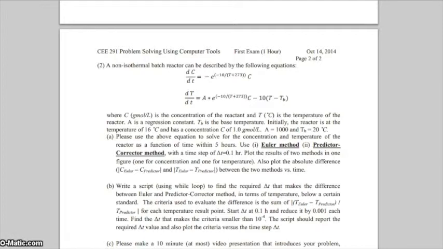We use both Euler's method and the predictor-corrector method with a time step of 0.1 hours. We then plotted the result with the two methods in one figure, one for the concentration and one for temperature. Then we plotted the absolute difference of the Euler and the predictor-corrector for temperature and concentration.